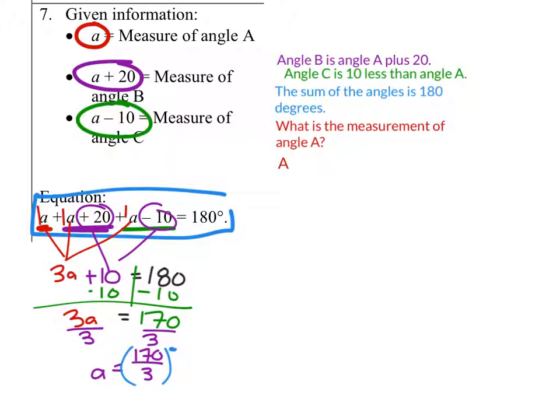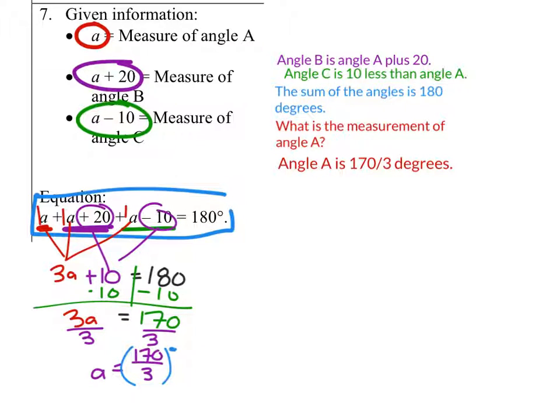Angle A is, what was it, 270? No, 170 thirds degrees. Well, that's not all of our unknowns, so we do need to find the rest of this, including angle B.